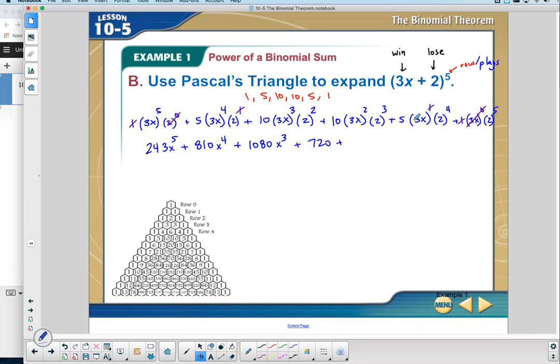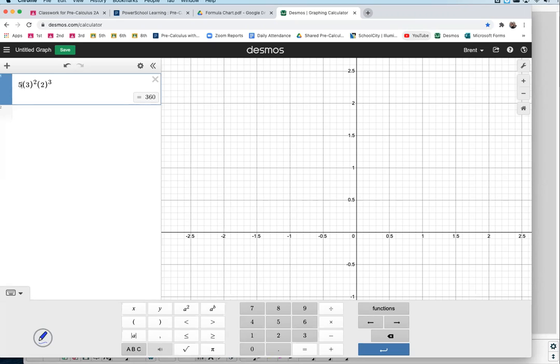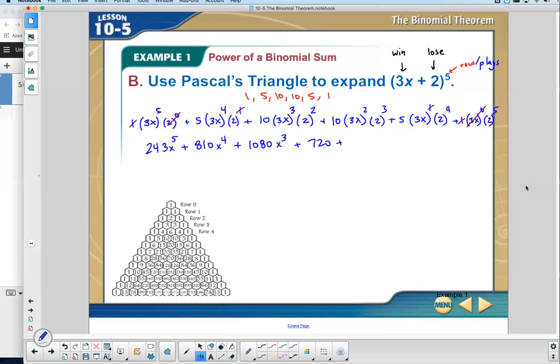Followed by this one. 5 times 3x to the first times 2 to the fourth, so a 5, 3 to the first, 2 to the fourth. I get 240. Oh, I didn't leave my x's in this one. Sorry, this should be an x squared. And then I have a 240. And this is x to the first, just x. Then finally at the end, I should just have 2 to the 5th power, which I know is 32.